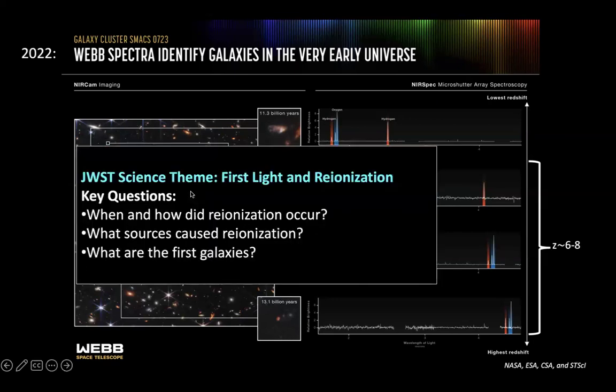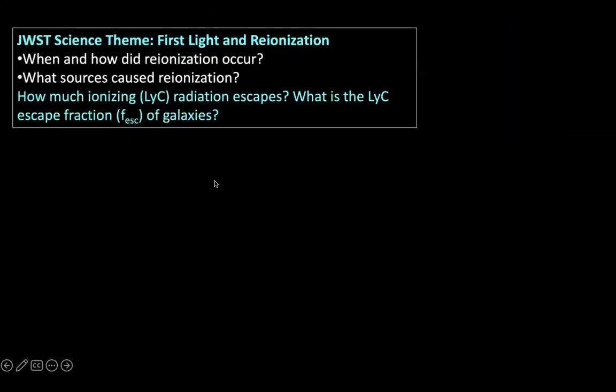And this is one of the key science themes of JWST, understanding this process of reionization with some of these identified key questions. When and how did reionization occur? What sources caused reionization? And what are the first galaxies? So answering the first 2 of these questions about reionization itself requires understanding how ionizing Lyman continuum radiation actually makes it outside of galaxies. How much of that actually escapes a galaxy into intergalactic space without being absorbed by a galaxy's neutral ISM before it can ever go outside the bounds of the galaxy.